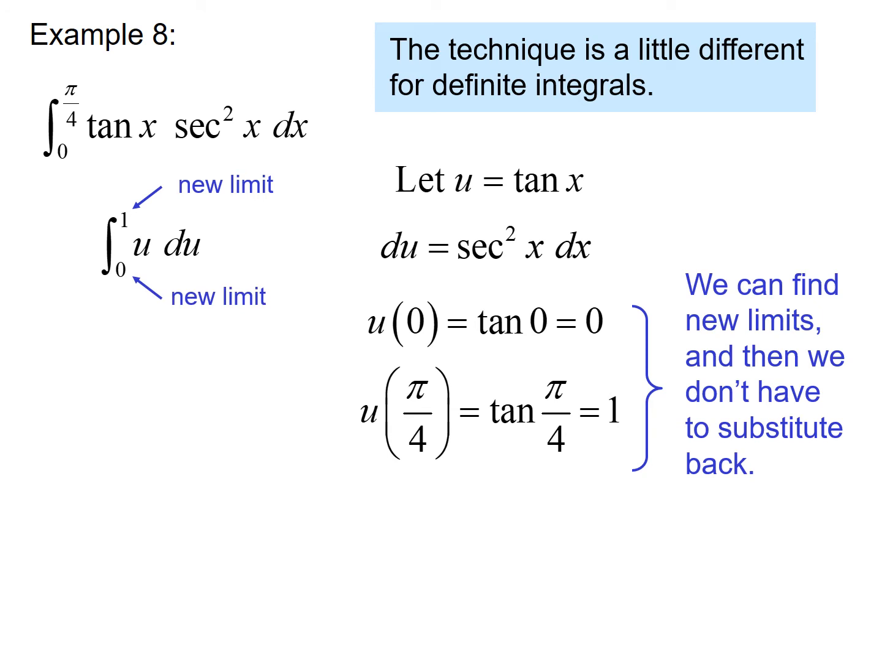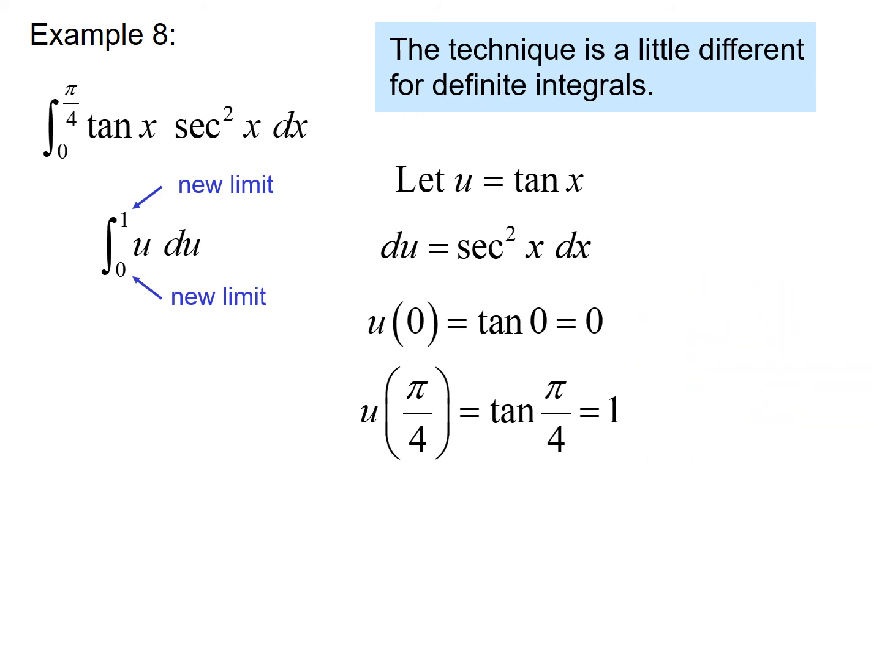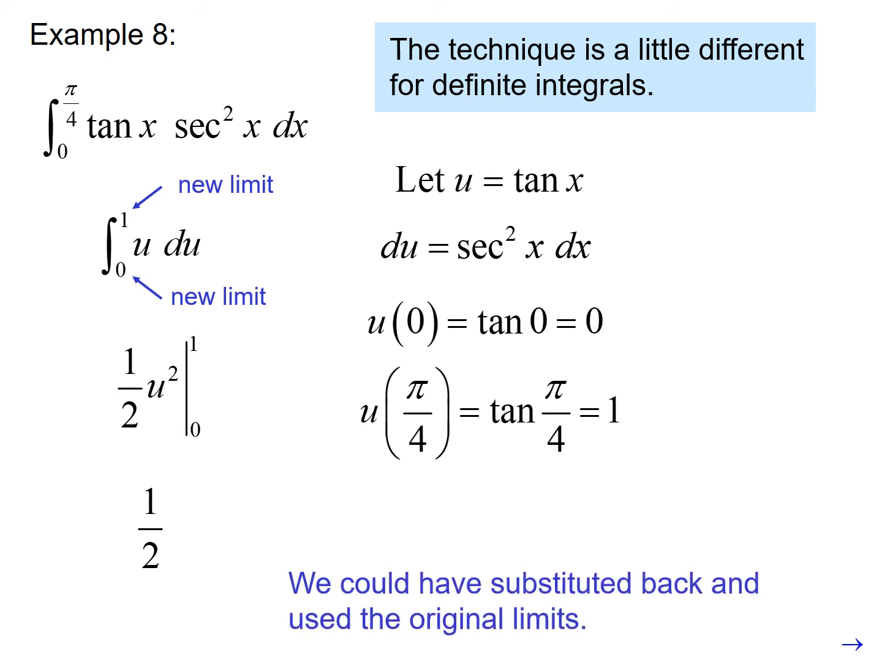Now what's really nice about this is that we do not need to substitute back in for u. We've found limits of integration in terms of u, so we can evaluate this integral directly from the form that we have it. Take the antiderivative and evaluate from 0 to 1, and we get 1/2. You could have replaced u with tangent after taking the antiderivative, but you would then need to evaluate from 0 to pi over 4. Either way is perfectly fine, so choose the method that you're the most comfortable with.